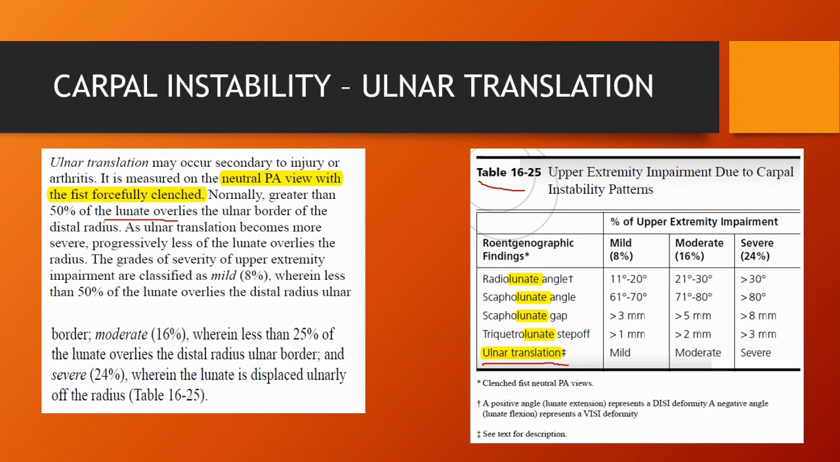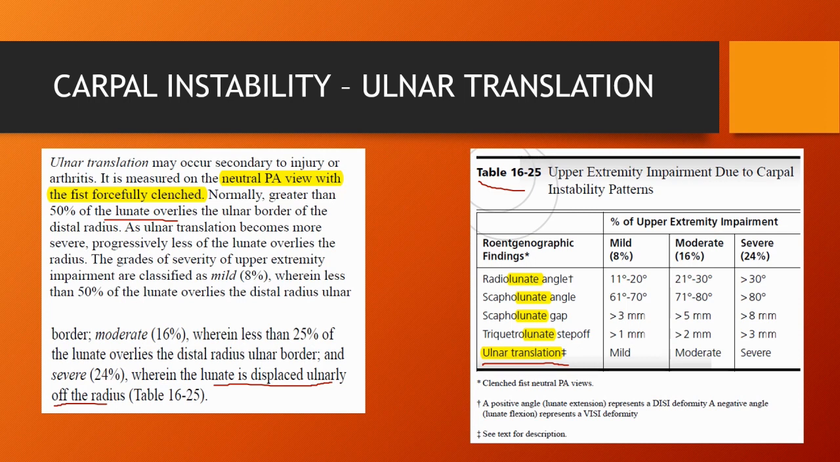The grades of severity of upper extremity impairment are classified as mild, wherein less than 50% of the lunate overlies the distal radius ulnar border. A moderate carpal instability pattern, wherein less than 25% of the lunate overlies the distal radius ulnar border. And a severe ulnar translation impairment, wherein the lunate is displaced completely off of the distal radius in an ulnar direction. Or the Guides phrase it by saying that the lunate is displaced ulnarly off of the radius bone.